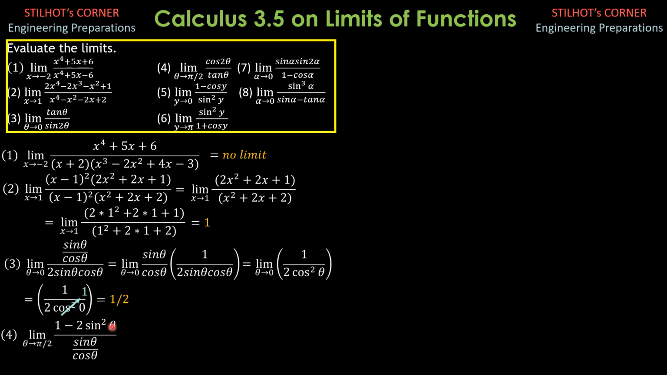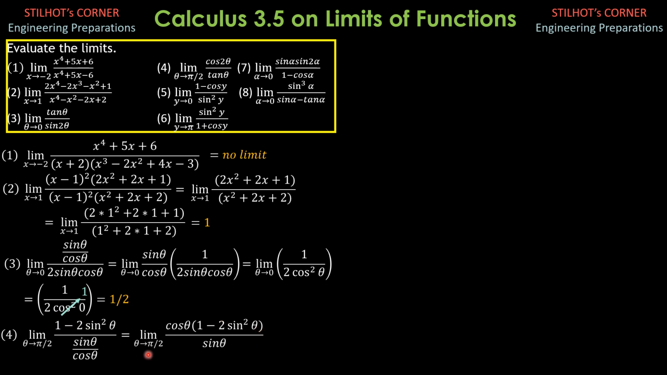Remember, there are 3 equivalent identities for cosine 2 theta. The first one is cosine square theta minus sine square theta. The second one is 2 cosine square theta minus 1. And this is the third one, equal to cosine 2 theta. So this is now 1 minus 2 sine square theta times cosine theta. So limit as theta approaches pi over 2 of cosine theta, this becomes the numerator, times quantity 1 minus 2 sine square theta over sine theta.